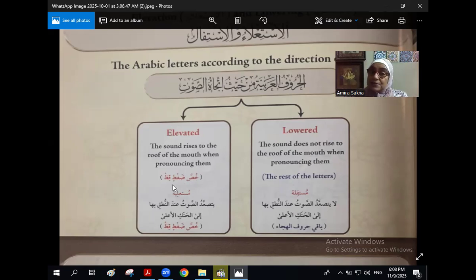The rest of the Arabic letters are lowered letters. As we've said, those are binary characteristics, so what we said here, we are going to say totally the opposite. When we pronounce any lowered letter, the sound does not rise to the roof of the mouth. It descends outside of the mouth, okay? When we pronounce any lowered or mustafil letter, the sound doesn't rise to the roof of the mouth or the dome of the palate. That's why we call them lowered, or mustafila.